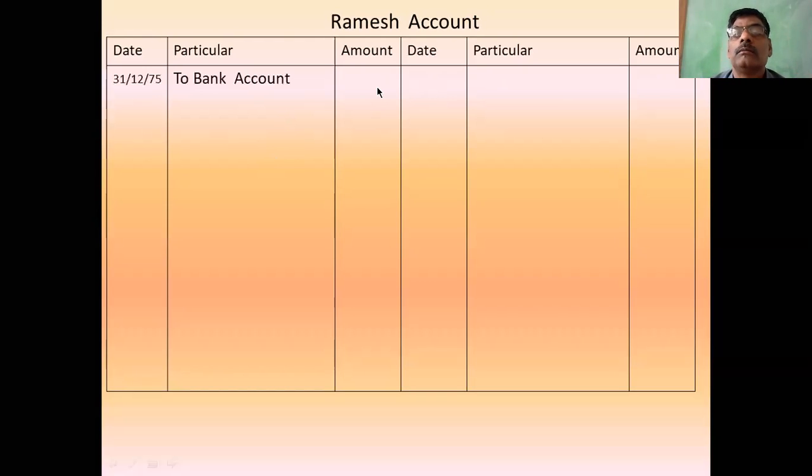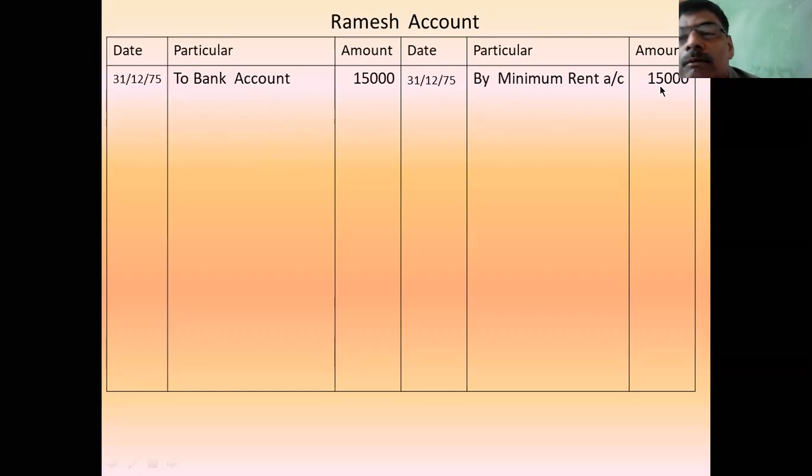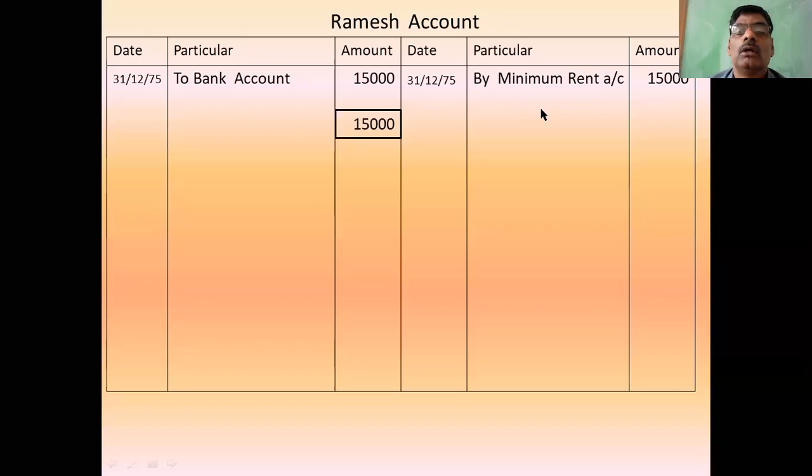1975, to bank account, payment column 15,000. 31st 12/75, by minimum rent account 15,000, because in the year there is a minimum rent of 15,000. Totally you have to take the total amount. In royalty plus short working comes on the credit side. Total 15,000, 15,000, first year completed.